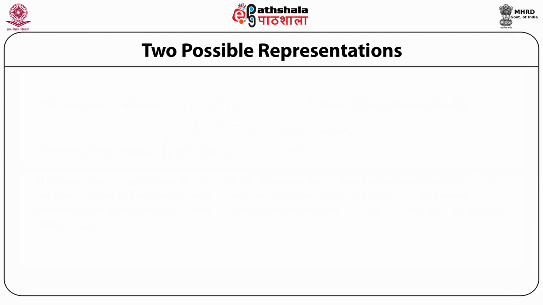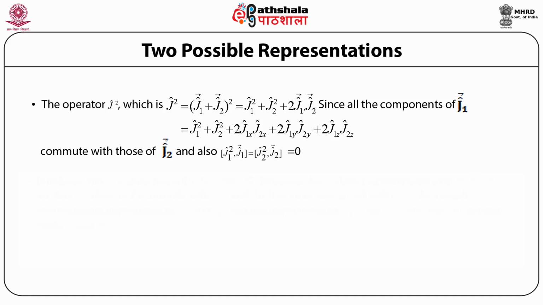Two possible representations. The operator J squared is given by the relation J squared equals (J1 plus J2) whole squared, and this can be expanded to give J1 squared plus J2 squared plus twice J1 dot J2, and this can further be expanded to give J1 squared plus J2 squared plus twice J1x times J2x plus twice J1y times J2y plus twice J1z times J2z, where the dot product of J1 and J2 has been expanded in all three components, the x, the y and the z components.